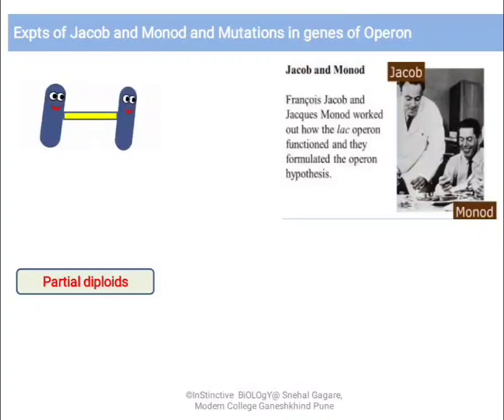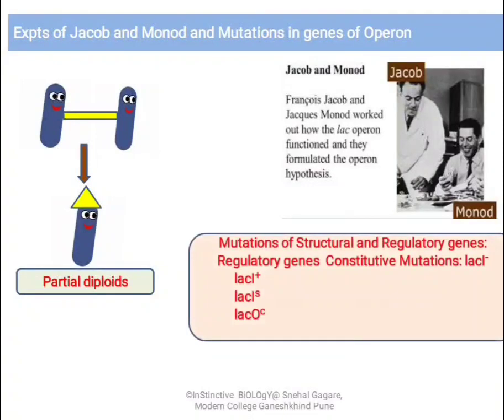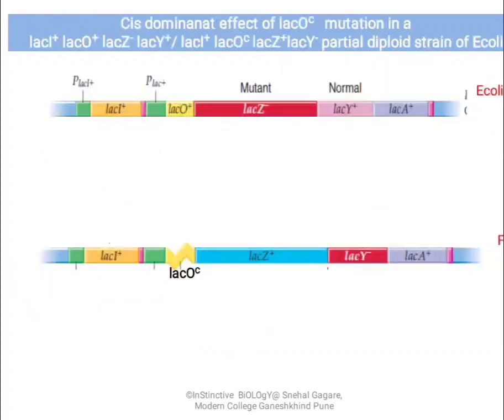They took bacterial cells and did conjugation experiments in them. In these conjugation experiments they used a plasmid, and this plasmid had a lac operon gene. So what was generated was a partially diploid cell. Partially diploid means carrying two copies of the lactose operon gene, and in this way they discovered mutations of structural and regulatory genes, lacI plus, lacI minus, Oc, and from this they proposed the operon model.